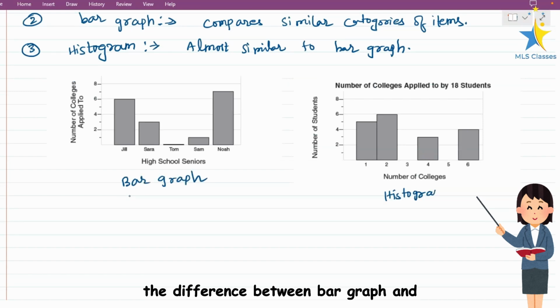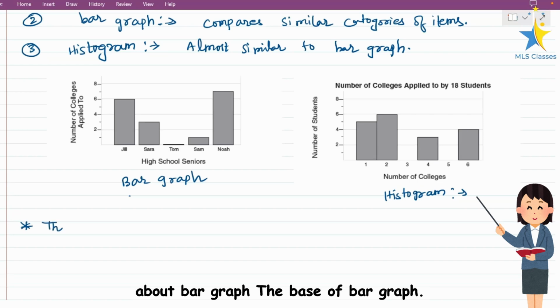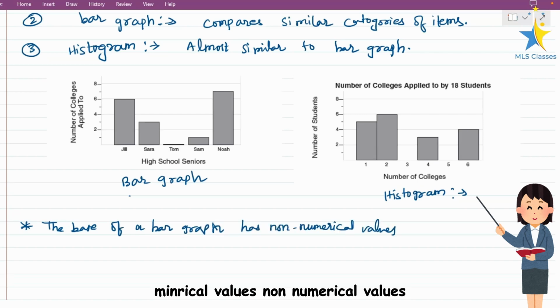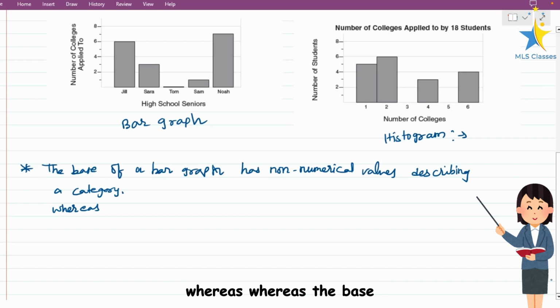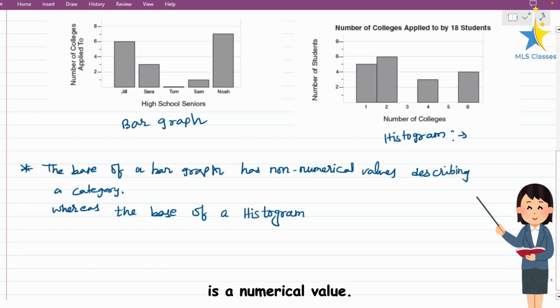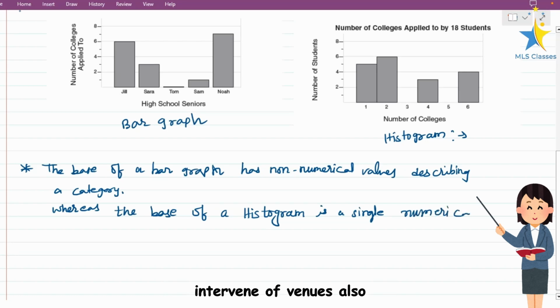So what's the difference between a bar graph and a histogram? The base of a bar graph has non-numerical values describing a category, whereas the base of a histogram is a numerical value. It can be a single numerical value, or it can be an interval of values also.